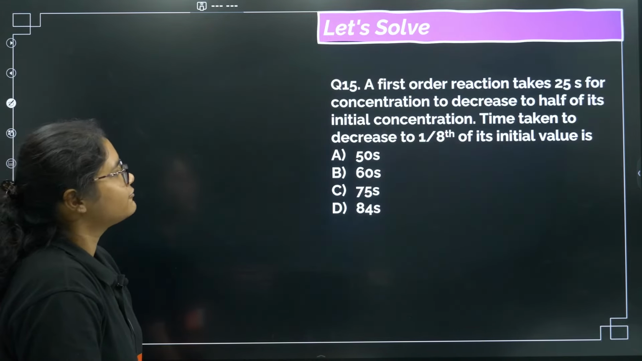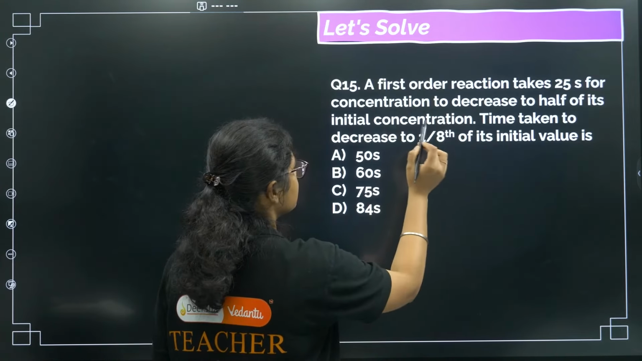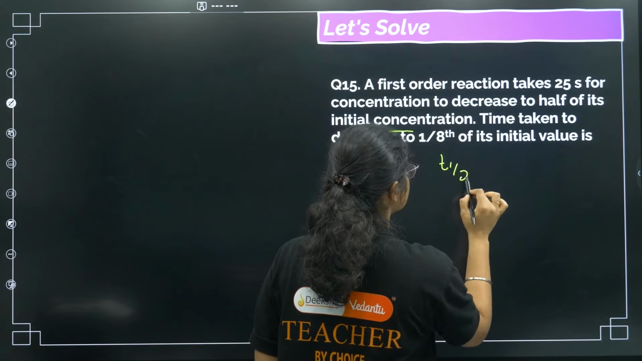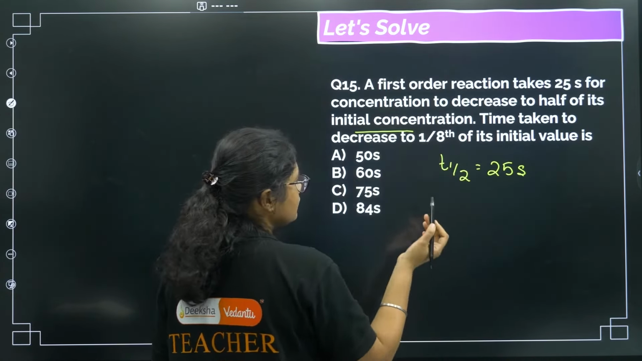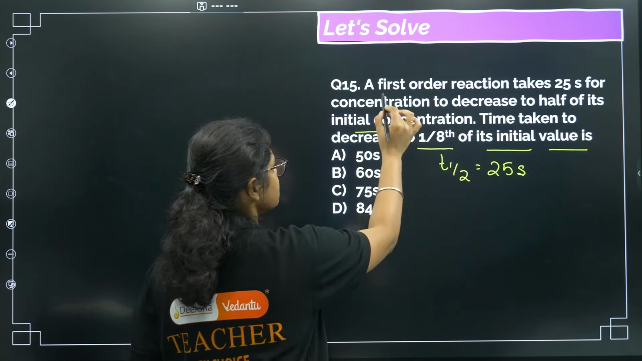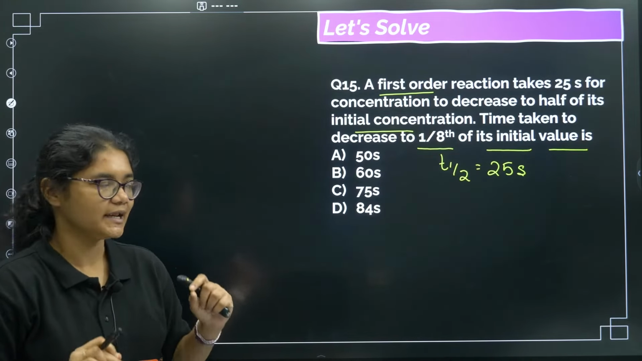Next question. A first order reaction takes 25 seconds for concentration to decrease to half of its initial concentration. So to decrease to half means t half is given to you as 25 seconds. Now the time taken to decrease to 1/8 of its initial value. Okay, it is a first order reaction. So see, this question can be solved very easily. I'll tell you a trick.